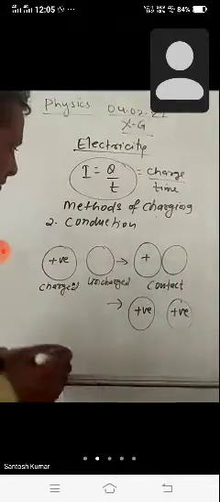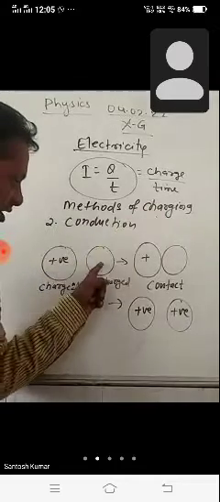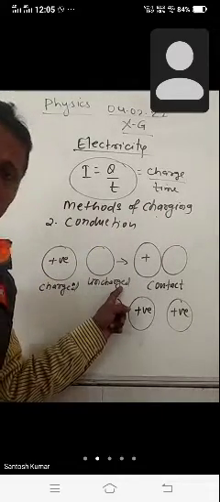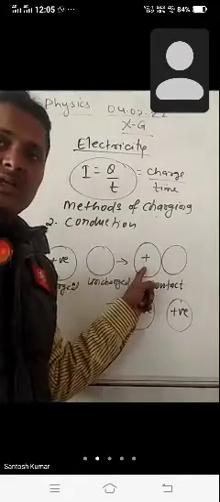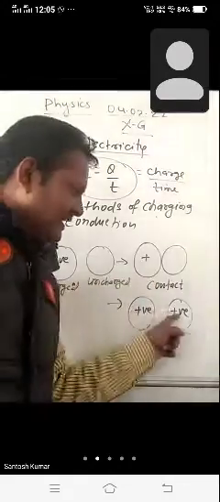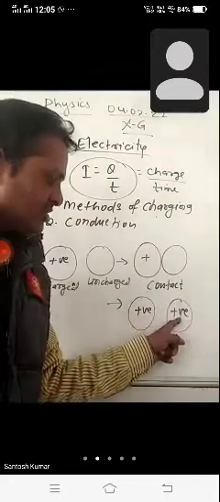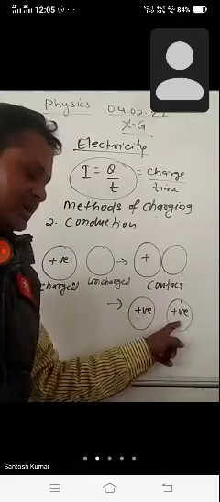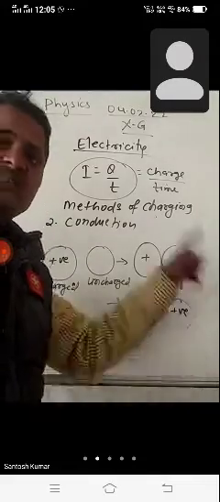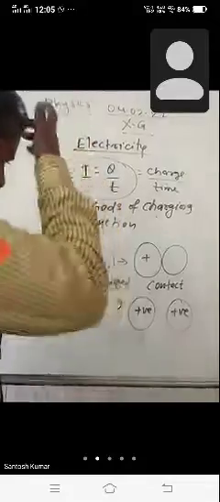Once again, how can you define it? The method of charging in which an uncharged body is kept in contact with a charged body, and due to the sharing of charge between them, the uncharged body becomes charged with the same charge, positive or negative. This method of charging is called conduction. Clear? If you have any doubt, say it.